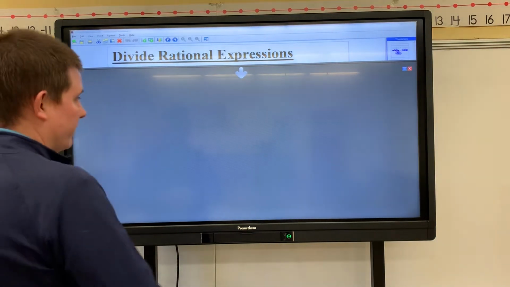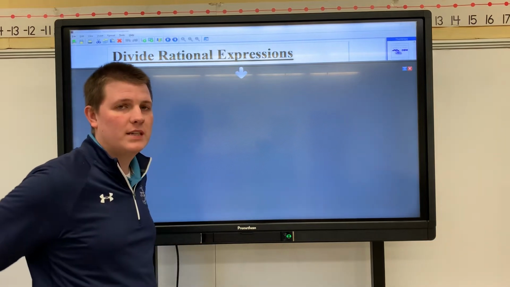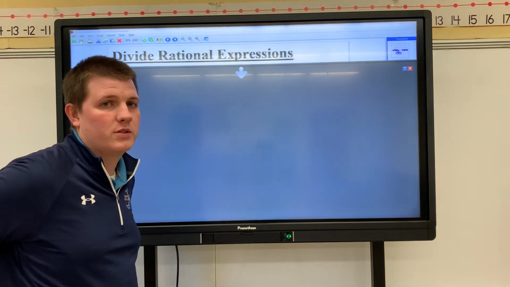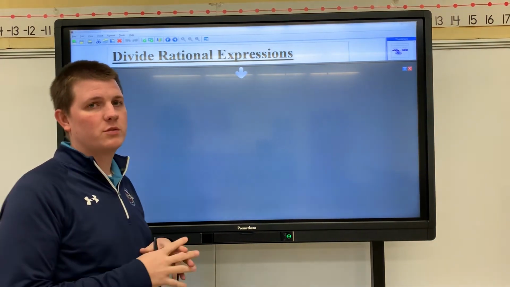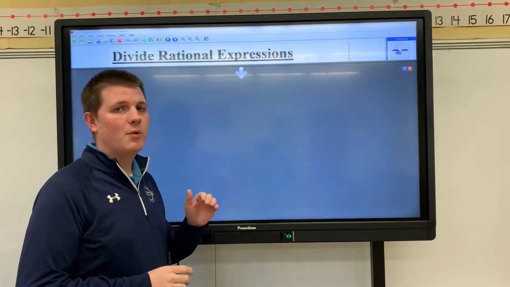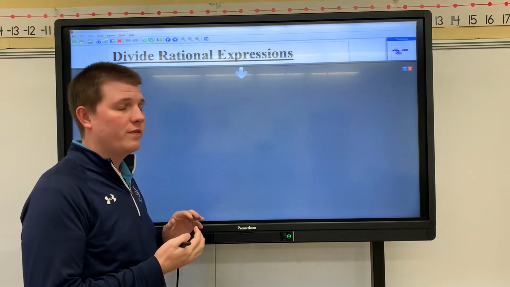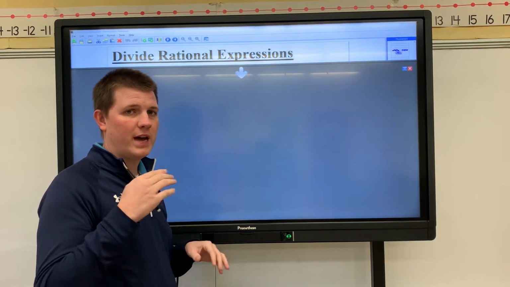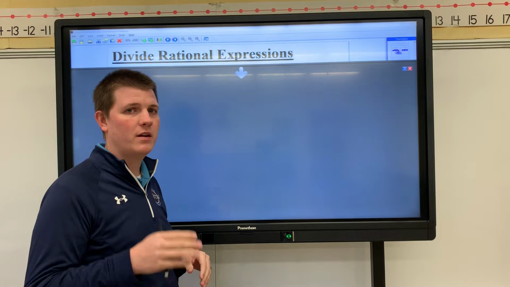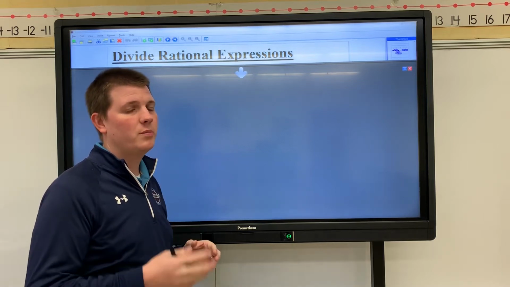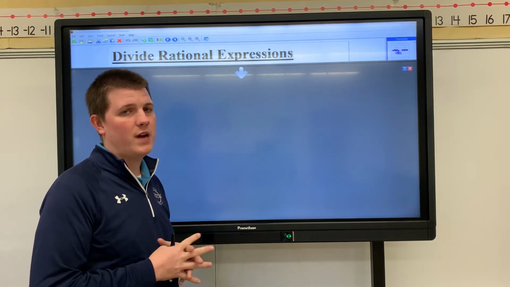So today we're going to talk about dividing rational expressions. The last lesson we did was on multiplying rational expressions. Now remember what a rational expression is. A rational expression is where you have a fraction and both the numerator and the denominator are polynomials. So we've simplified rational expressions, which is where you factor the numerator, factor the denominator, and then cross out what's common. We've multiplied rational expressions. Now we're going to divide rational expressions.